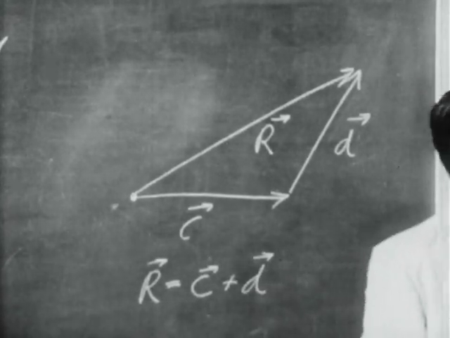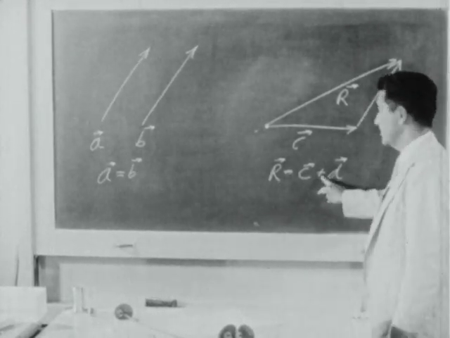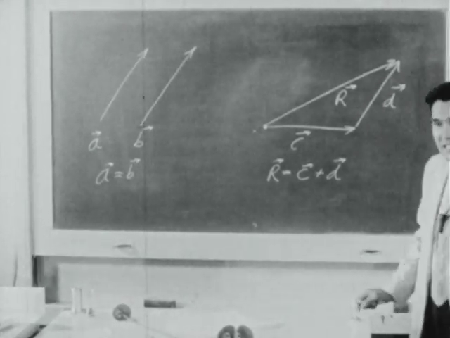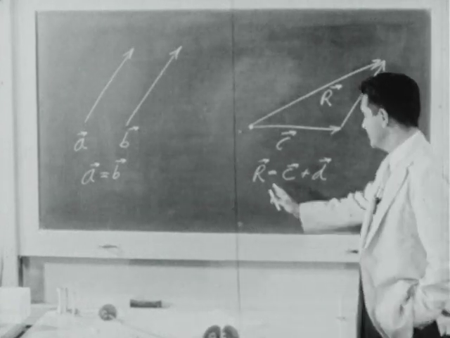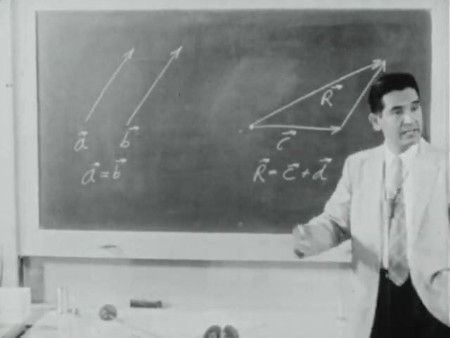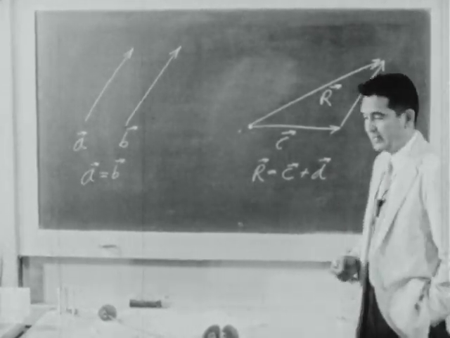My algebra is increasing. I'm using now the symbol equals and the symbol plus. Notice, however, that this is not ordinary algebra, because C and D are not numbers. Nevertheless, I've written down what looks like an algebraic equation. So I am inventing an algebra in which the elements are things called vectors. They're not just ordinary numbers.